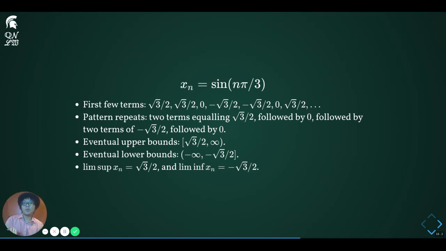Similarly, the set of all eventual lower bounds is the set of all numbers from minus root 3 over 2 and below, which also happen to be the set of all lower bounds of this sequence. Remember that the set of eventual upper bounds and eventual lower bounds may contain more elements than the set of upper bounds and the set of lower bounds. In this case, it turns out they don't. From this, we see that the lim sup of the sequence is root 3 over 2, and the lim inf of the sequence is minus root 3 over 2. And here we see an example of a bounded sequence for which the lim sup and lim inf are not equal.